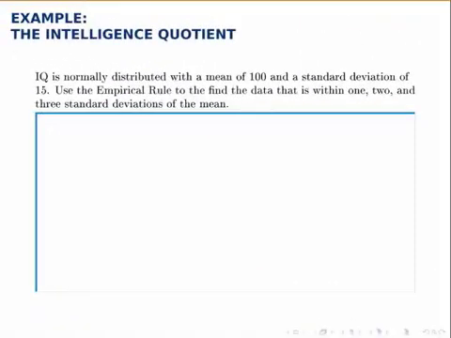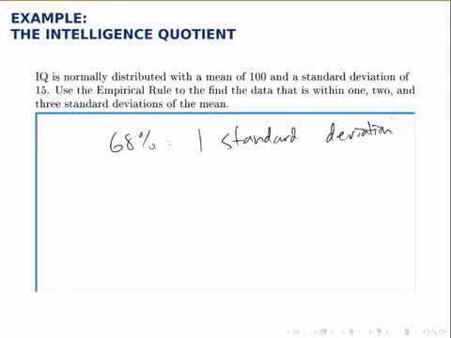IQ scores are normally distributed with a mean of 100 and a standard deviation of 15. Here we're asked to use the empirical rule to find the data that is within 1, 2, and 3 standard deviations of the mean. Remember, the empirical rule states that 68% of the data is within 1 standard deviation of the mean. Meaning that if we go 1 standard deviation below the mean and 1 standard deviation above the mean, that range will hold 68% of the data.